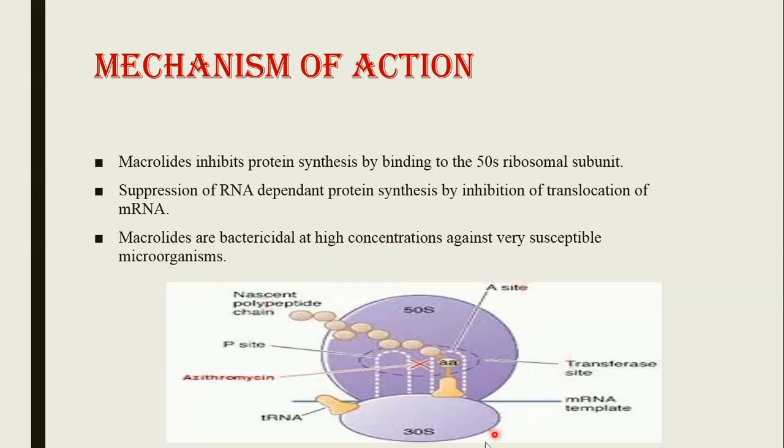The diagrammatic representation of the mechanism of action shows the 30S ribosome and the 50S ribosome. The drug macrolide will come and bind with the 50S ribosomal subunit, which is involved in protein synthesis, where the mRNA template is involved. This 50S ribosomal subunit is important in protein synthesis, so that will inhibit the translocation of mRNA. Finally, protein synthesis will not occur.